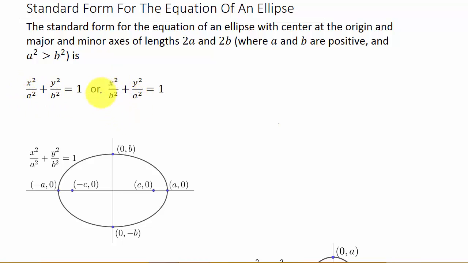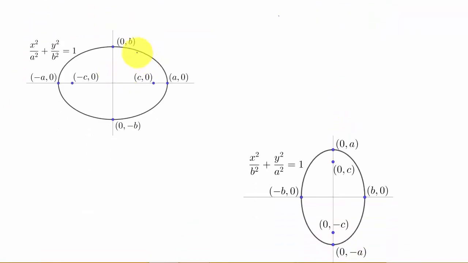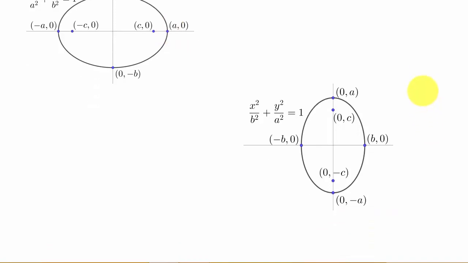All right, so the difference it makes: if a squared, which is the larger of the two, is under the x squared, then your ellipse is going to look like this. The major axis is horizontal. And if the a squared, which is the larger of the two, is under the y squared, your ellipse is going to look like this. The major axis is vertical.